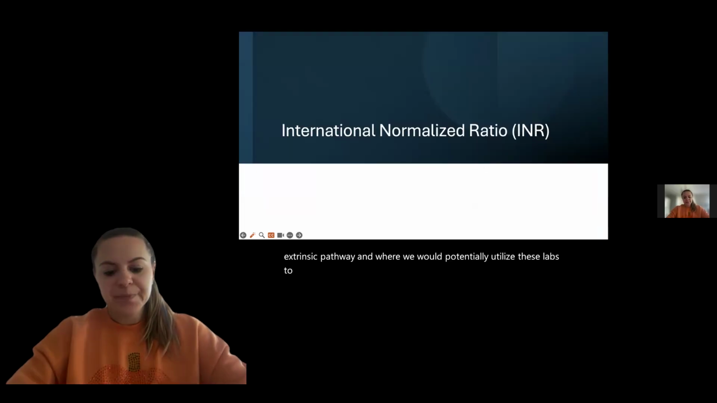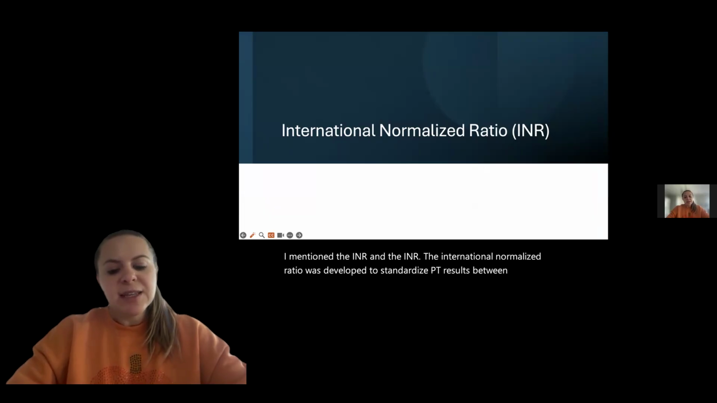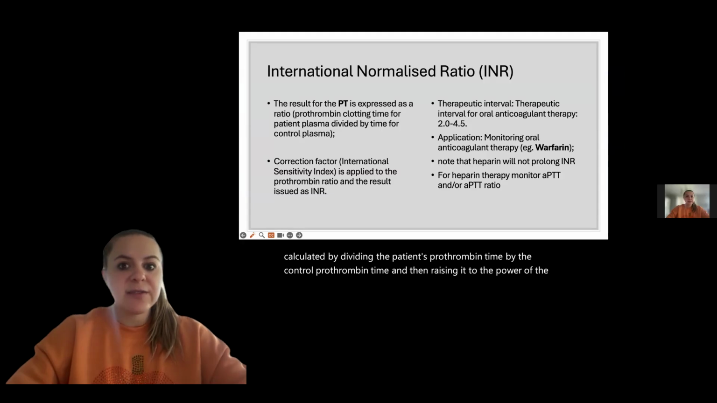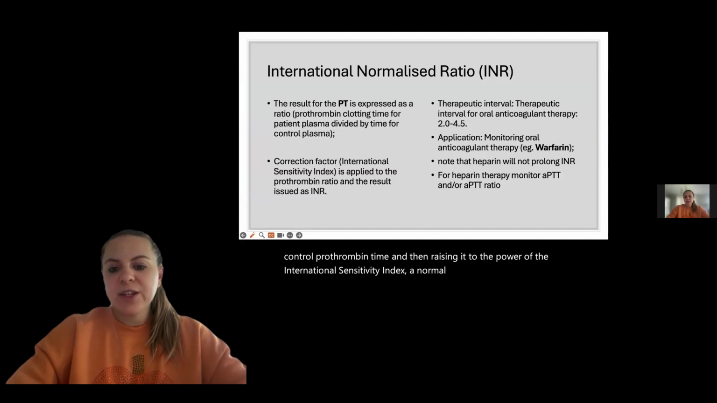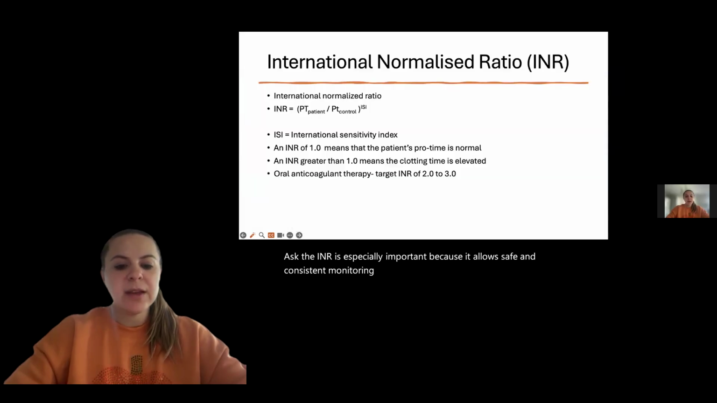I mentioned the INR, and the INR, the International Normalized Ratio, was developed to standardize PT results between labs. Since PT values can vary depending on the reagent used, INR is calculated by dividing the patient's prothrombin time by the control prothrombin time and then raising it to the power of the International Sensitivity Index. A normal INR value ranges from 0.8 to 1.1, and a critical INR is greater than 5, which significantly increases bleeding risk. The INR is especially important because it allows safe and consistent monitoring of patients worldwide who are on oral anticoagulants like warfarin.